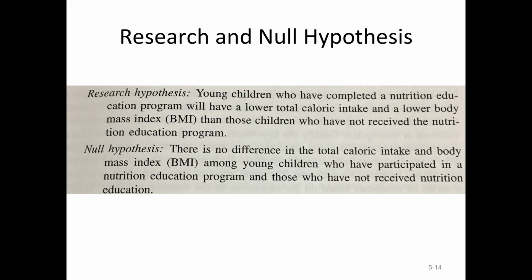Young children who have completed a nutritional education program will have a lower total caloric intake and a lower body mass than those children who have not received the nutritional education program. So you're predicting that it's directional: that they've completed this nutrition program, and there'll be a difference. The null, then, is that there's no difference. So there is no difference in the total caloric intake and body mass, BMI, among young children who have participated in this nutritional education program and those who have not.